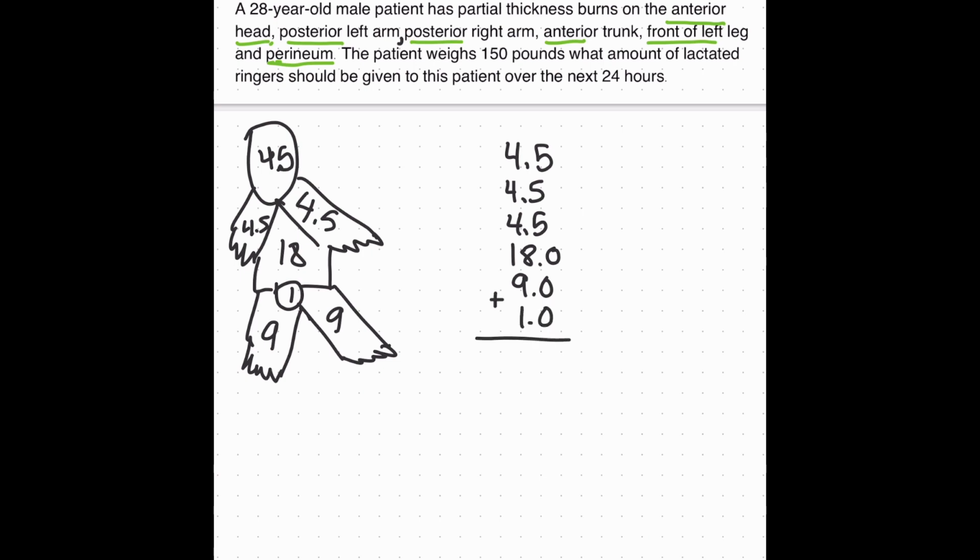So total this up, and that will provide your total body surface area that was burned. So that totaled 41.5% of total body surface area that was burned.